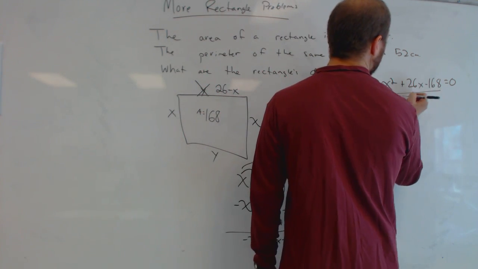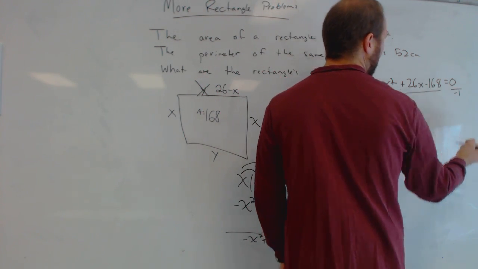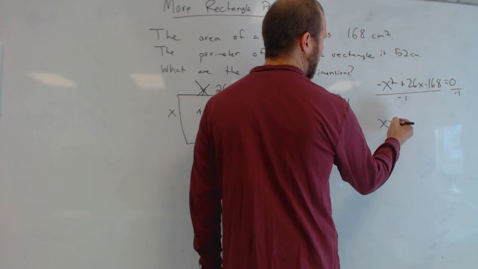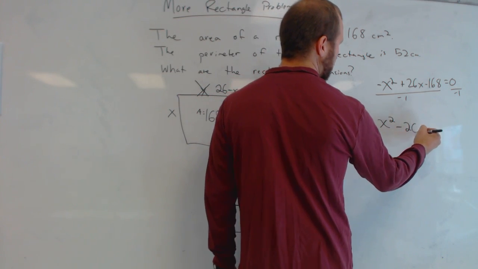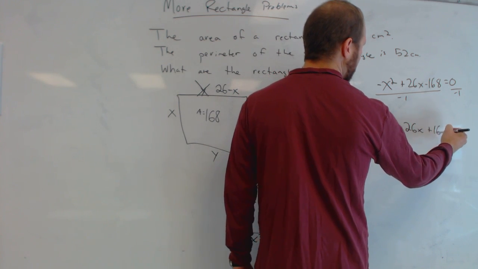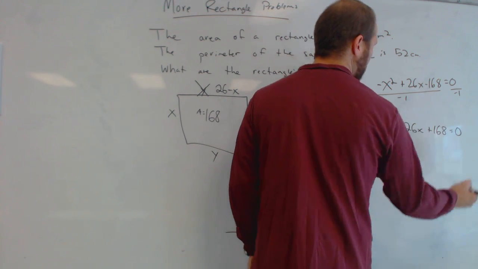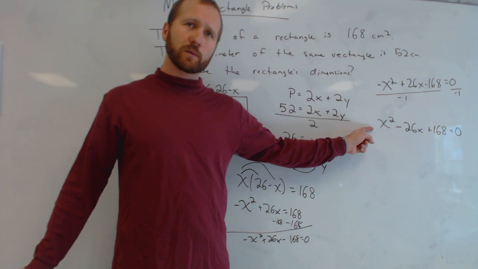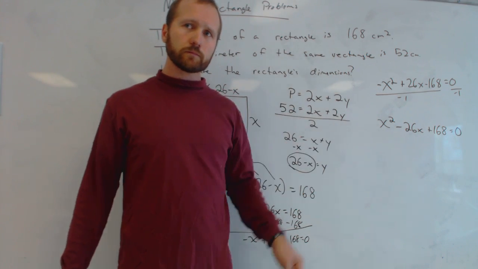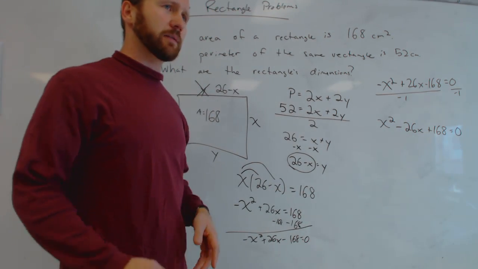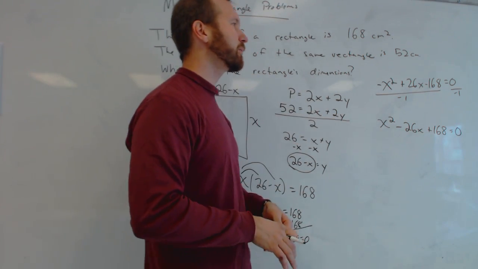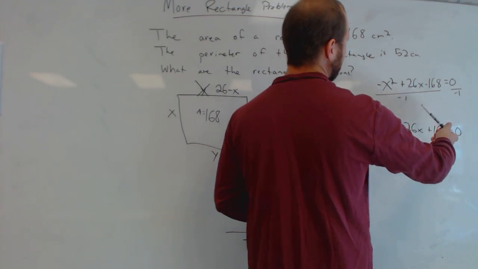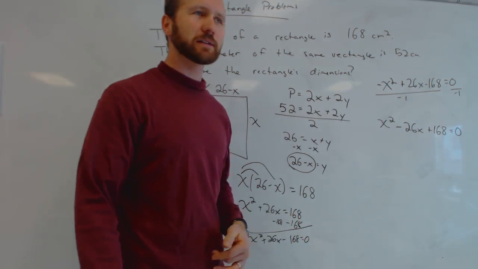I'm going to divide both sides of this equation by negative 1. That's going to give me a positive x squared minus 26x plus 168, still equaling 0. So I'm getting rid of that negative in front of x squared. 0 is not positive or negative. I could multiply by negative 1. I could also add x squared, subtract 26x, and add 168 to both sides.